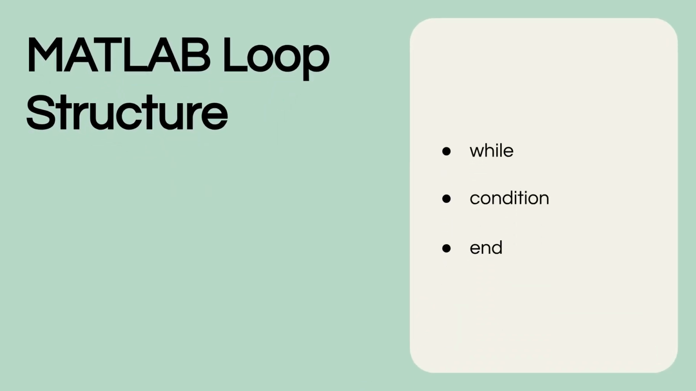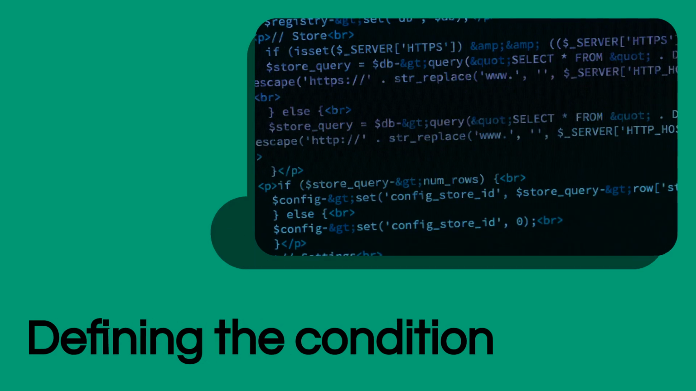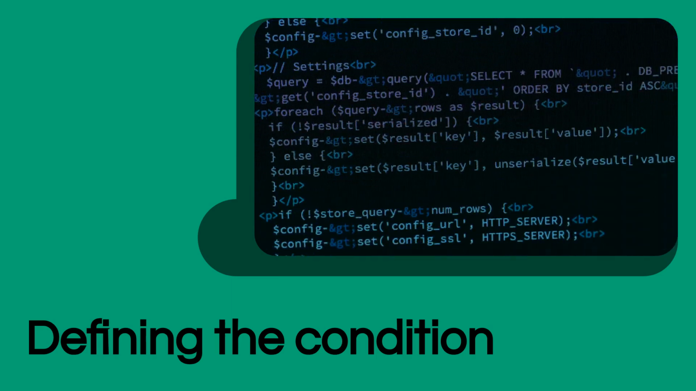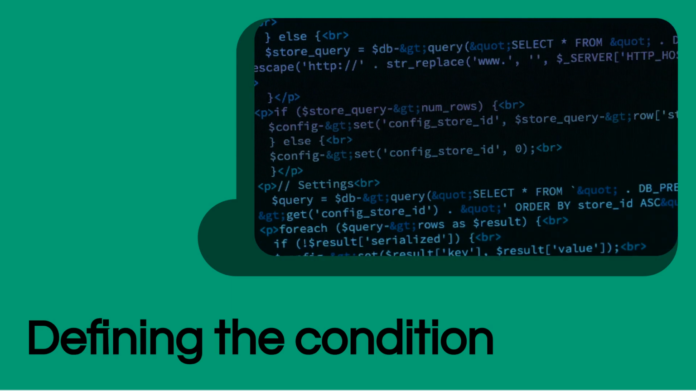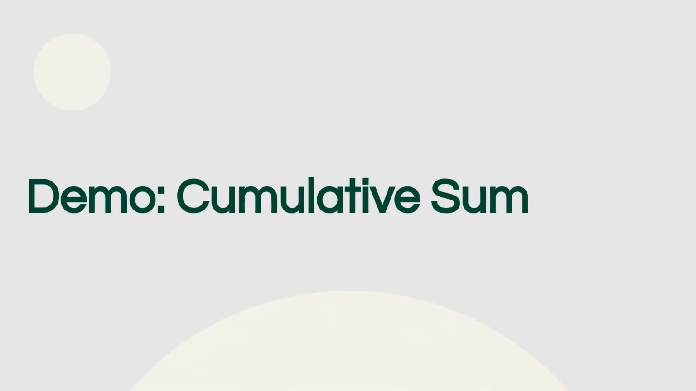The basic structure in MATLAB is simple. It starts with while, followed by the condition, and ends with the end keyword. The condition is a logical expression. As long as this condition evaluates to true, the code inside the loop will continue to run. Let's demonstrate a practical example, calculating a cumulative sum until it reaches a specific threshold.